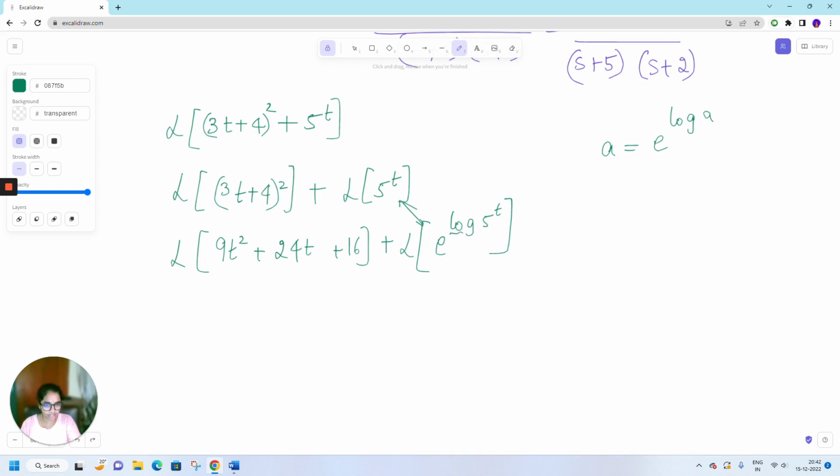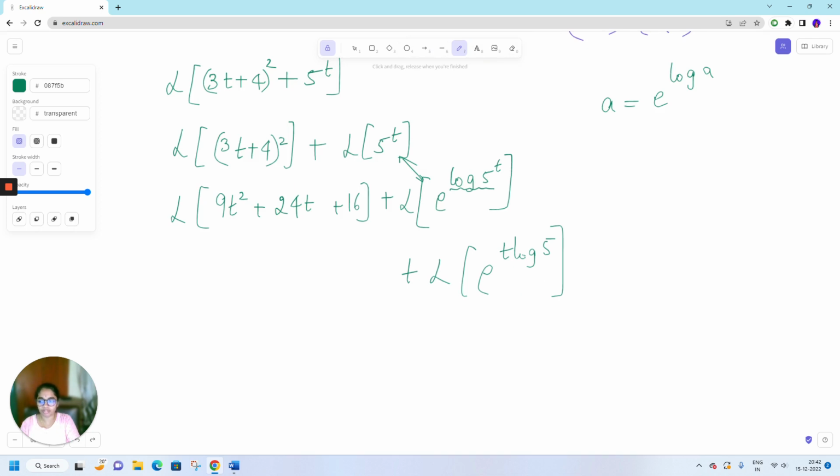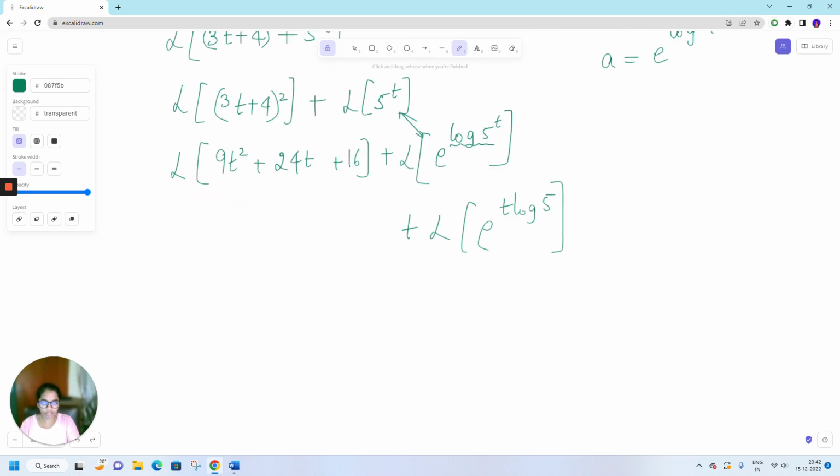Now here, as you can observe, I have log a power b. Can I write it as e to the power b log a? Yes. Now we have e to the power t log 5. If you take a calculator and type log 5, you will get a number. So log 5 is a constant.